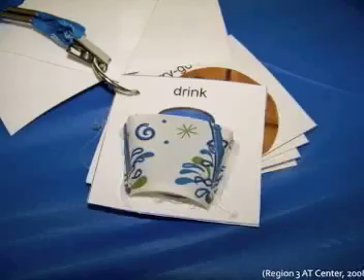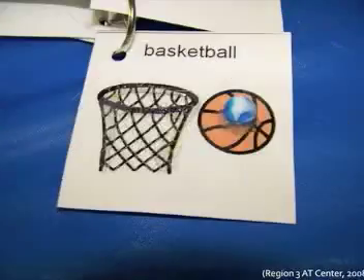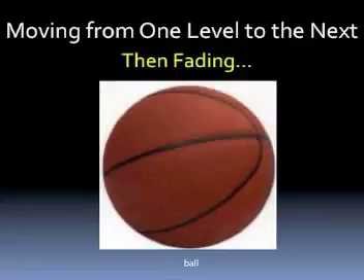Here's the same thing, but for drink. Basketball. And so once we have them paired, then what we're going to do is fade. So in this example, if we're trying to move towards the actual word, then we're going to start fading the picture. We have this picture really big because that's what they recognize right now, and we have the word ball really small, kind of at the bottom.